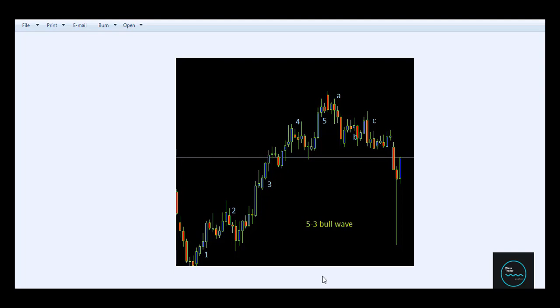This is how Elliott wave will look on your chart. So you can see the first wave, second wave, third wave, and you can see it's extended, fourth wave, fifth wave, and then we have the correction.